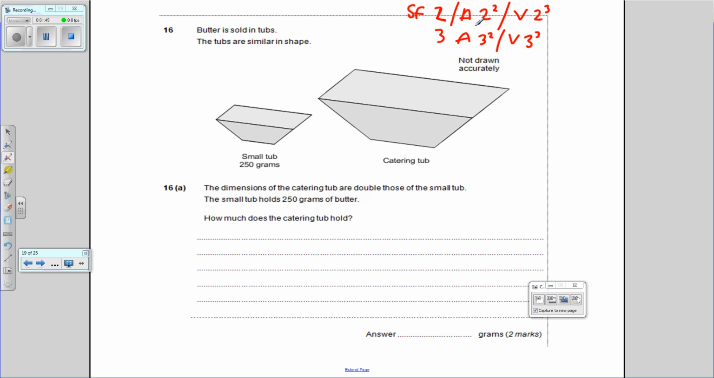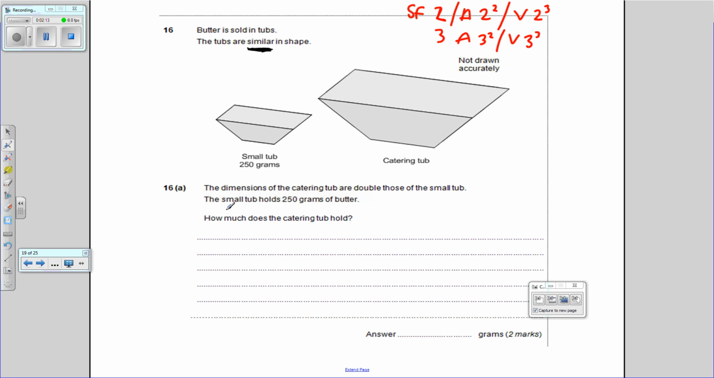If you're not sure on that, there will be a CD clip on it, but it's all to do with similar shapes. Now, the butter is sold in tubs. The tubs are similar in shape. When something's similar in mathematics, that means they're an enlargement of each other. It says the dimensions of the catering tub are double those of the small tub.